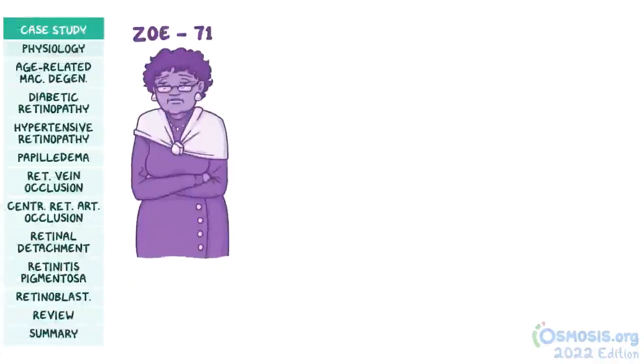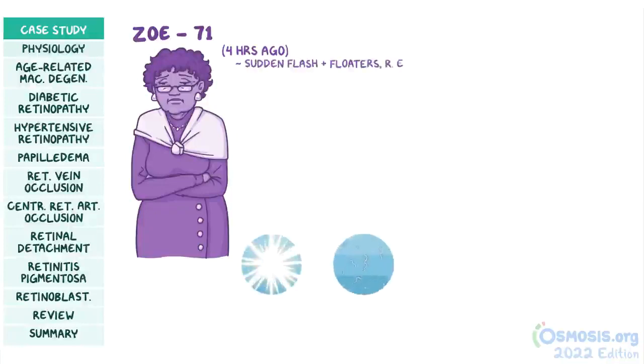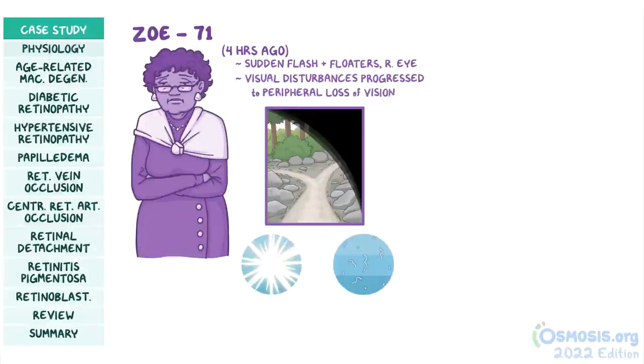At the ophthalmology clinic, 71-year-old Zoe comes in. She says that about 4 hours ago, she experienced a sudden flash of light followed by many floaters in her right eye. Her visual disturbances have since progressed to a peripheral loss of vision, and it's spreading to the rest of her visual field.